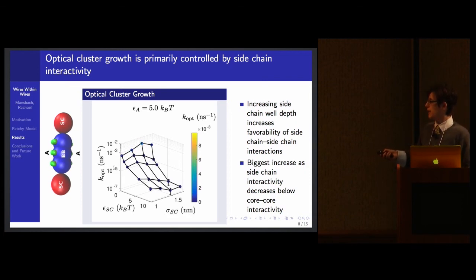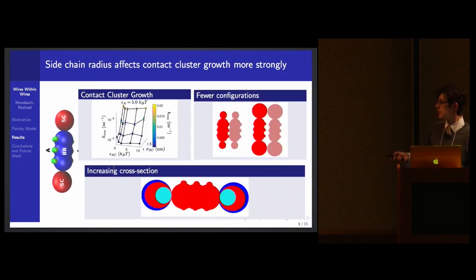If we look at the optical cluster growth with respect to the side chain size, we can see that we've got a kind of non-monotonic dependence happening there. Firstly, if we look at contact cluster growth with respect to side chain size, there is a very strong monotonic dependence, because as we increase the side chain size, we are increasing the collisional cross-section, which means we just have more collisions, so we're growing our contact clusters faster, which can lead to growing the optical clusters faster because you can have a contact cluster that then rearranges into an optical cluster.